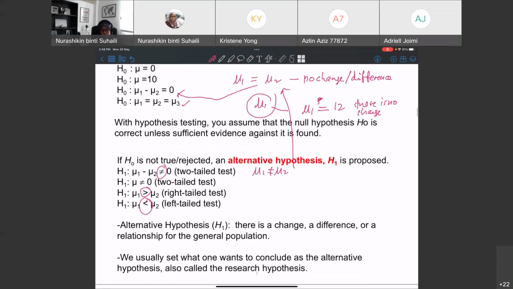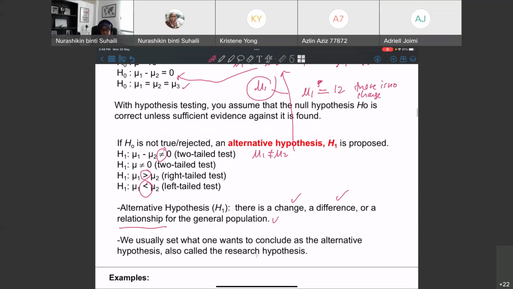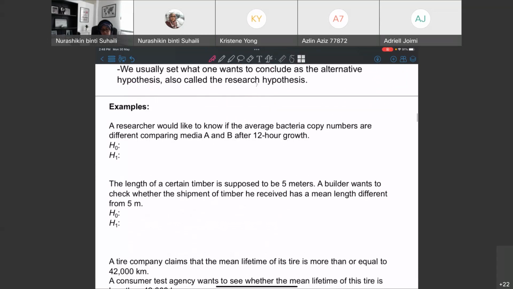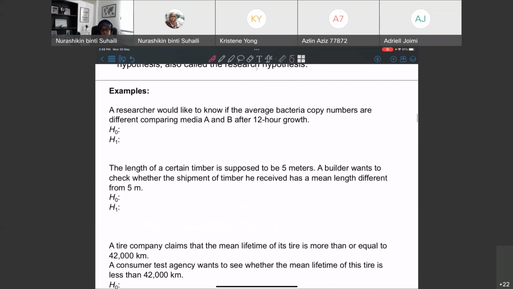So there is a change, there is a difference, there is a relationship in the things that you are analyzing. That defines the alternative hypothesis. So you go through these examples yourself just to check your understanding of how to set the hypothesis. Let's have a look at the first example here.